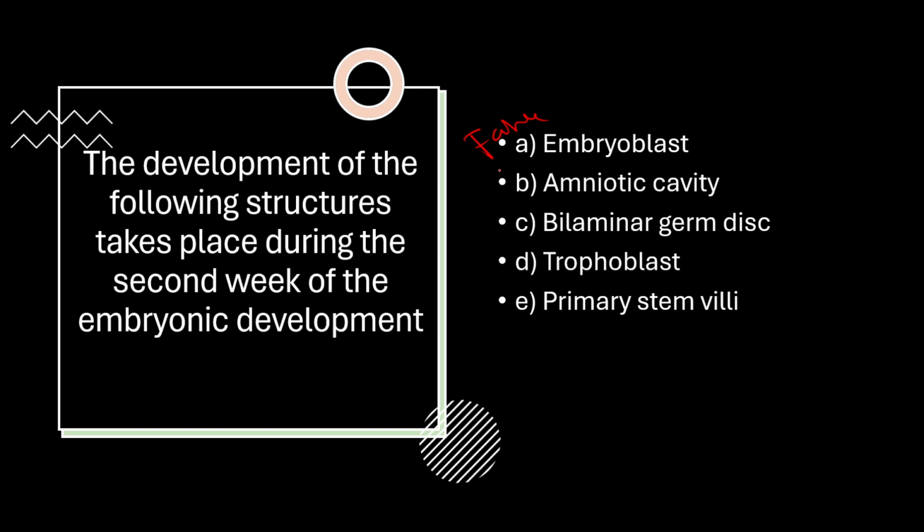Amniotic cavity. Yes, the amniotic cavity starts at the second week. Bilaminar germ disc. Again, a true statement. The trophoblast. The trophoblast structure forms in the first week. However, later the trophoblast differentiates into the syncytiotrophoblast and the cytotrophoblast in the second week. So this is a false statement. Primary stem villi. Primary stem villi form in the third week. So again, a false statement.